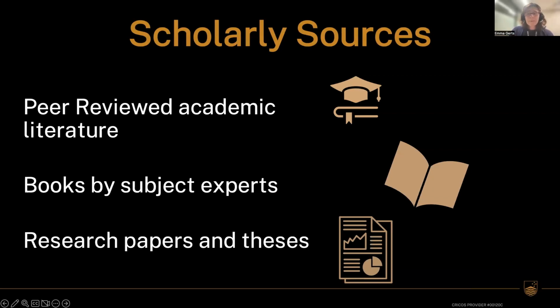Now, peer-reviewed academic literature is considered the gold standard of scholarly sources because it means that information has been looked at and checked by somebody who is an expert in that field, and they have said, yep, this is good research. However, not everything that is scholarly has been peer reviewed. Things like research papers and theses or even books are very rarely peer reviewed. That doesn't mean that they're not good sources. It just means they haven't had that highly rigorous process of review.